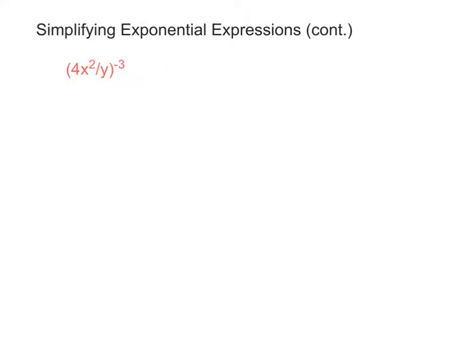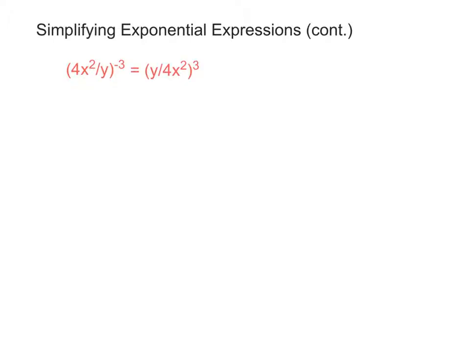So our last example of simplifying exponential expressions will be the quantity 4x squared over y, that whole thing raised to the minus 3. Now, there's a couple different ways we could do this. We could simply raise every part inside the parentheses to the minus 3 power. But notice, we are raising to the negative 3. Therefore, my preference is to change that to become positive. And how do we do that? We simply get the reciprocal of what's in the parentheses and raise it to the positive 3.